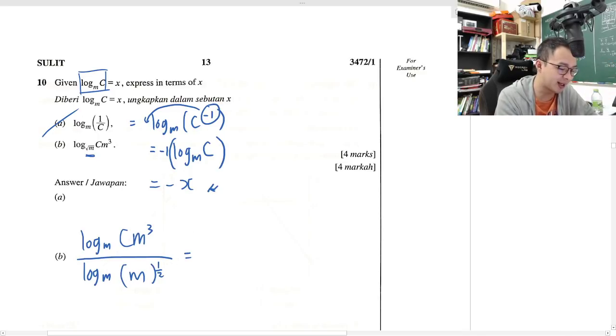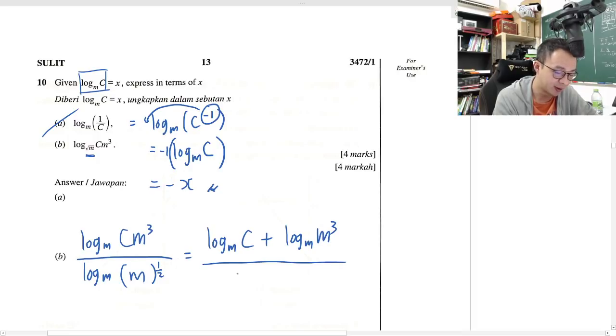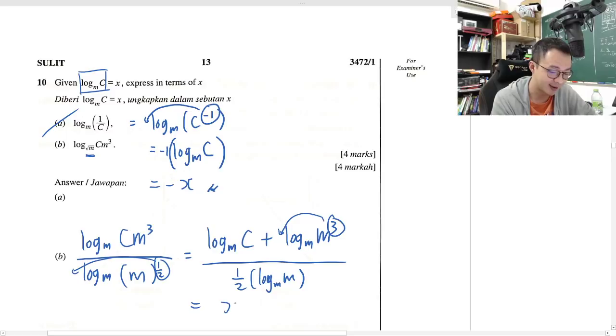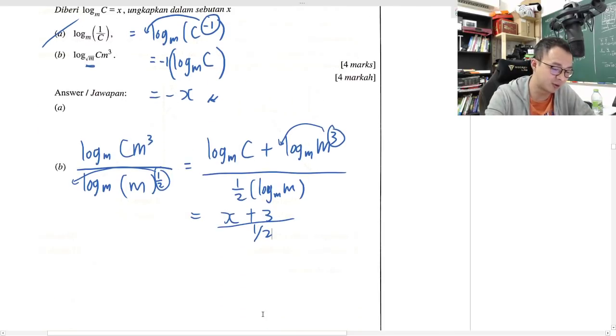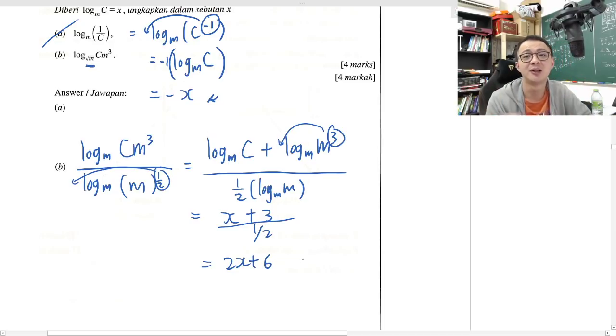And the log rule tells me that multiplication I can expand to become plus, right? So log MC plus log m cube over 1 over 2 log mm. So basically what I'm doing here is I move the 1 over 2 to the front here, and then this one I move the 3 to the front here. So log MC is x. I move the 3, I get 3. Because log mm is 1, divided by 1 over 2. So if divided by 1 over 2, I simplify, it becomes 2x plus 6. Basically the 2 I multiply on the top. You just solve the equation, then you should be able to understand this.